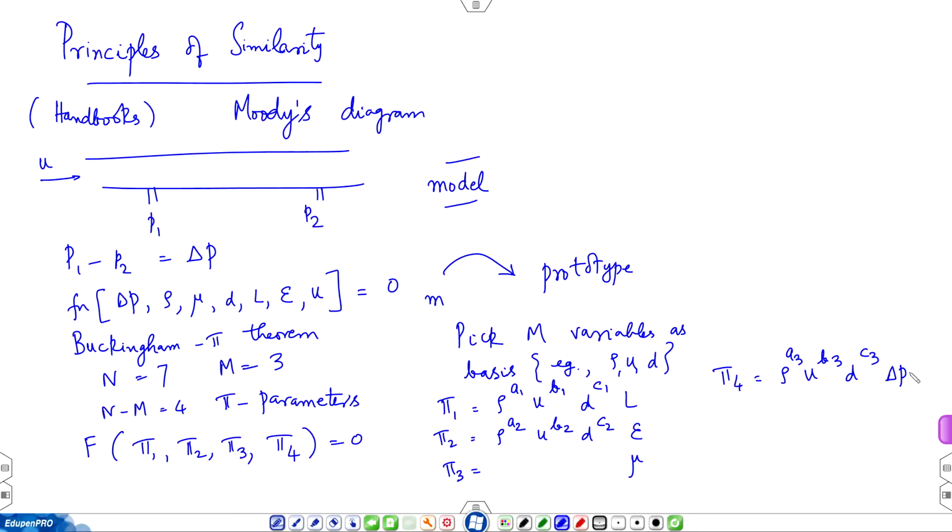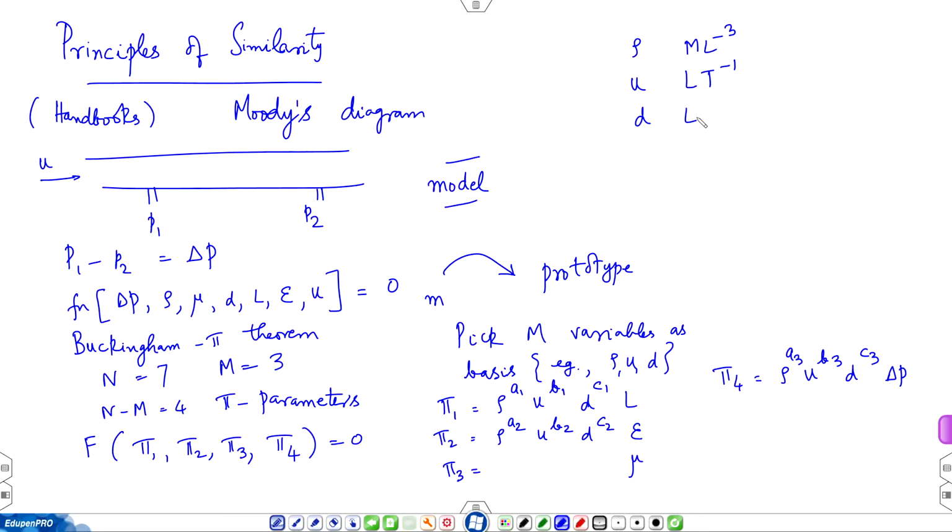Then insisting that pi is dimensionless, the pi variables are dimensionless, and substituting, let us say rho will have dimensions of mass per unit volume, velocity will be distance or length, this is distance per unit time, and d will be just L.